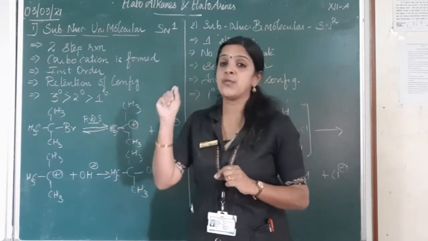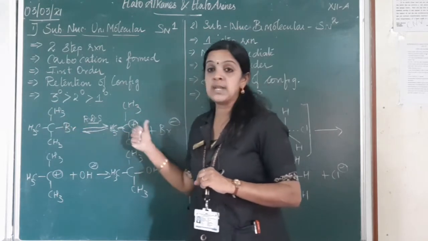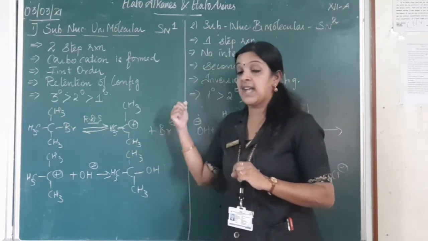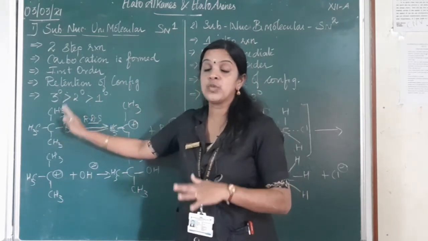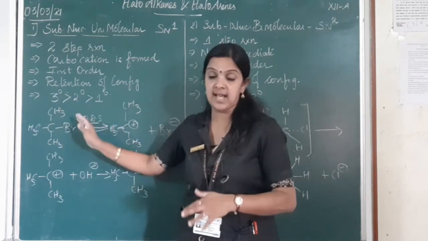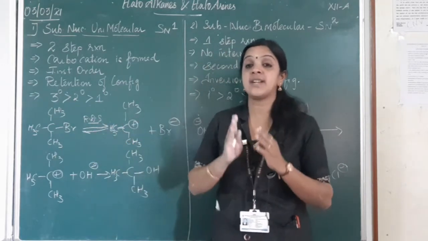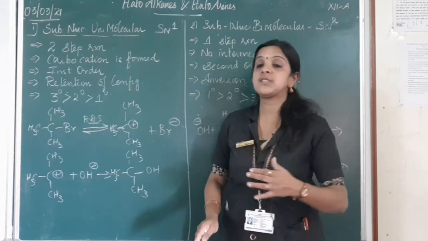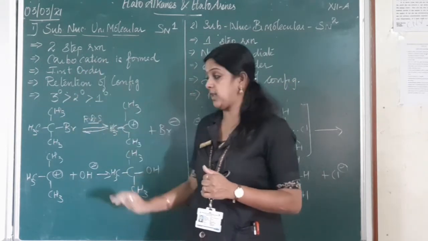Now this is a very slow step because there is removal of the halogen atom, and the rate depends only on one reactant, which is my tertiary alkyl halide. That's why this step is called the rate determining step, and because of that it is called a first order reaction.